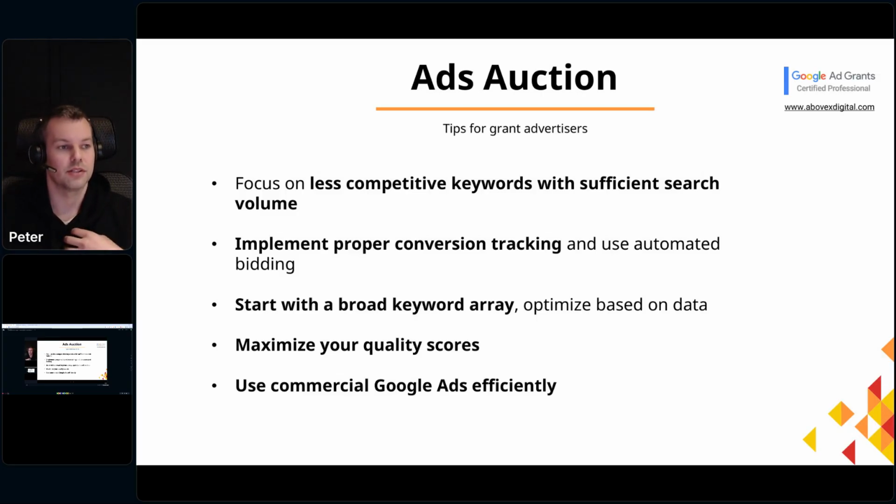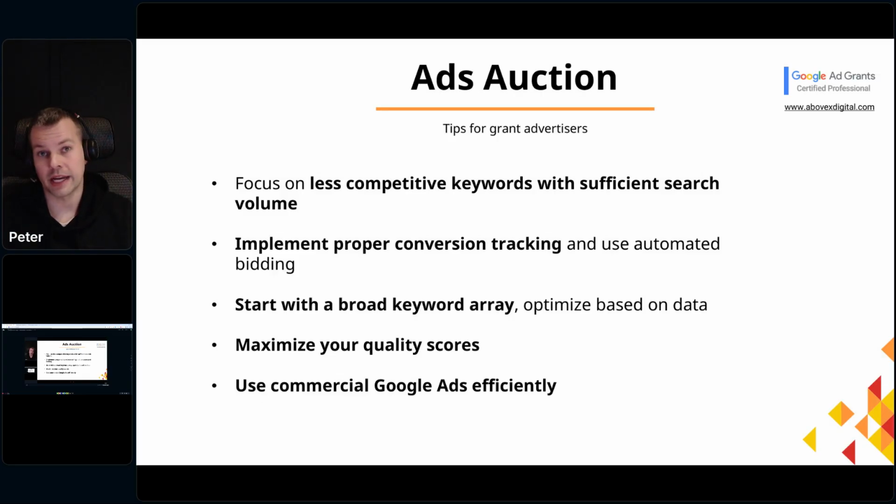So my suggestion is to use the grant to focus on keywords with a lower level of competition, but with sufficient search volume. It doesn't make sense to go after keywords that are extremely niche, long tail, 5-word keywords, if nobody searches for them, or if it has 20 searches per month. You need to find keywords that are still relevant for your organization, but also searched often, and ideally add those that do not have very high competition. And I'll show you how to do that also during the demo today.